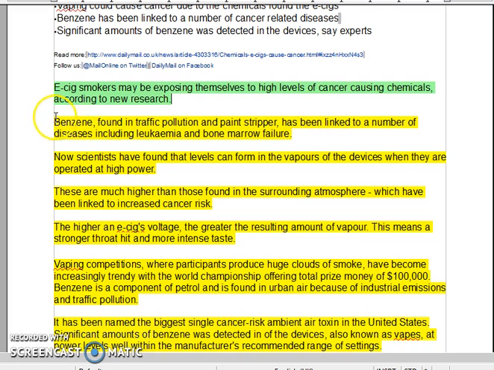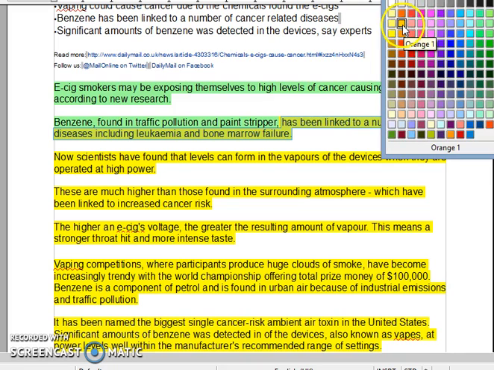And again, we've got this as well, the chemical benzene. And they've included there, found in traffic pollution and paint stripper. So again, we've got that emotive language there, because traffic pollution and paint stripper are not things we'd want to be ingesting. And again, we've got some fact-based stuff here as well. We're saying it's been linked to a number of diseases, including leukemia and bone marrow failure. So we've got some use of facts there, which I will highlight in red.